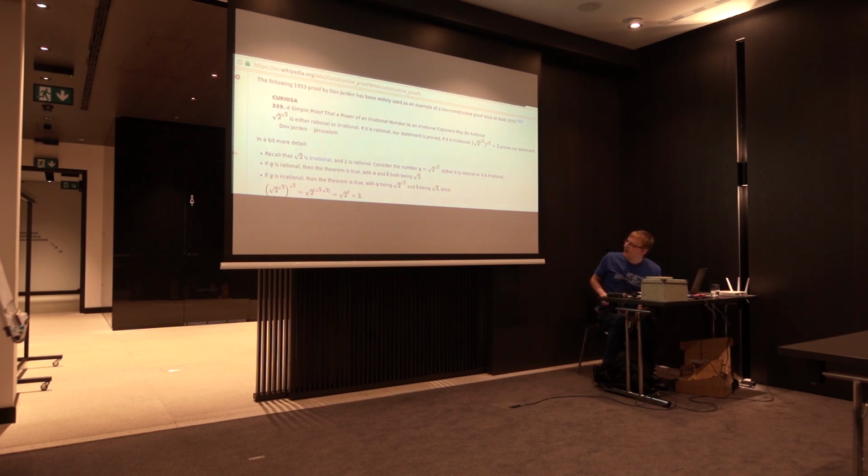And I will start with a pretty famous non-constructive proof. The claim is that a power of an irrational number to an irrational exponent may be rational. Okay, so there are numbers a, b such that a to the power of b is rational, while a and b are irrational. And to prove this, there are two cases. Square root of 2 to the power of square root of 2 is either rational or irrational. Right? It must be one of those two. If it's rational, our statement is proved because you have this power. And if it's irrational, this equality proves our statement.